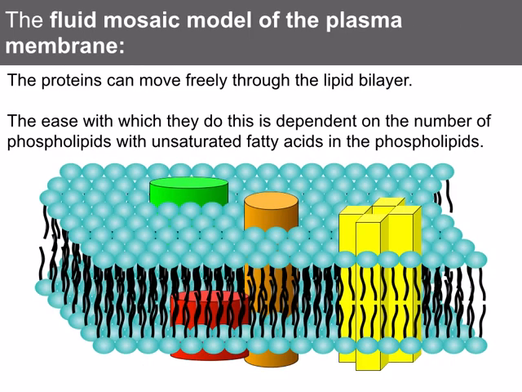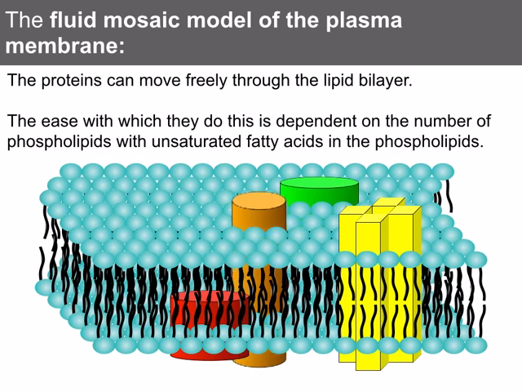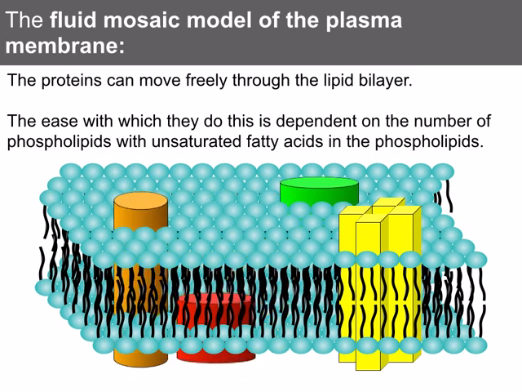In the fluid mosaic model of the plasma membrane, the proteins can move freely within the lipid bilayer. The ease with which they do this is dependent on the number of phospholipids with unsaturated fatty acids. So the more unsaturated they are, the more fluid the membrane is.